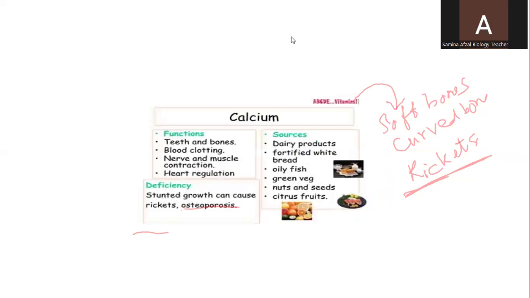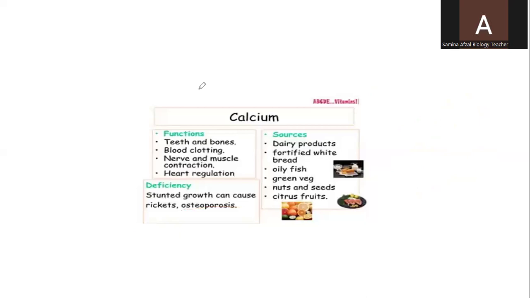Next, we are going to discuss the different minerals which should be present in our diet. The first mineral has very important value, because minerals are also chemical substances which should be present in the diet. Again, if they are not present in the diet, they can cause different diseases. So calcium has very much importance in our diet.